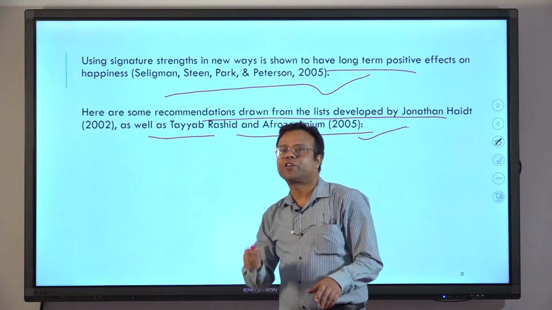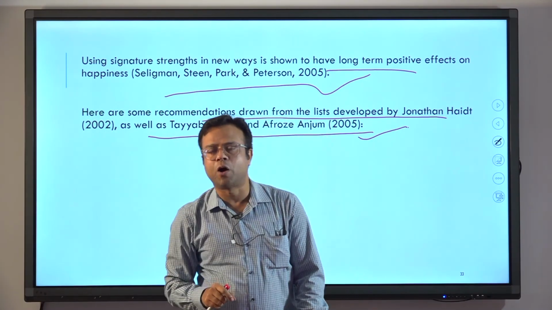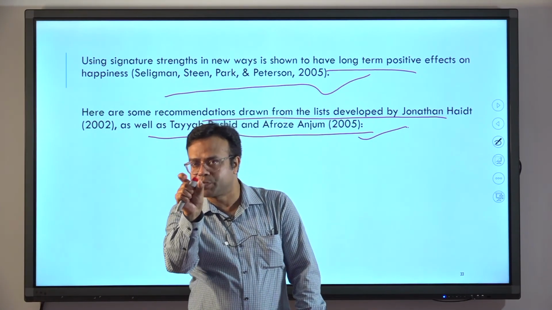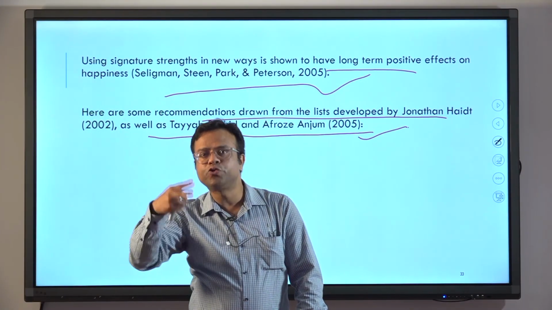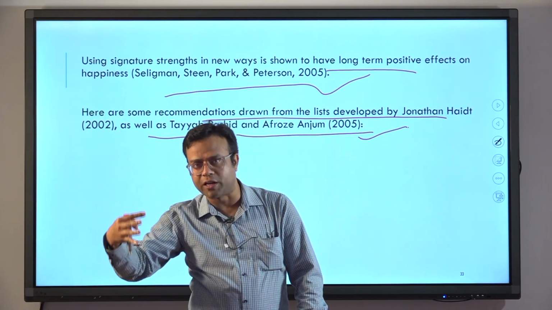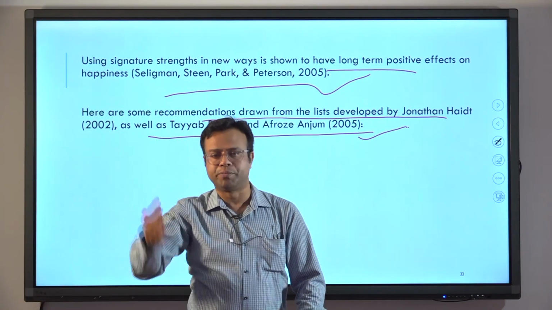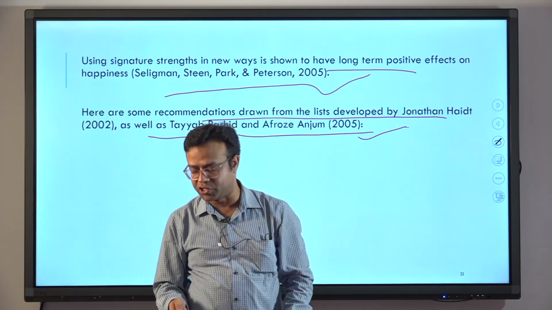So there's a list that, for example, just to give you some examples: let's say you find out certain specific character strengths as your signature strengths, how can you use them in a variety of ways, or in new ways, to develop them? These are some of the examples that I will be listing now.